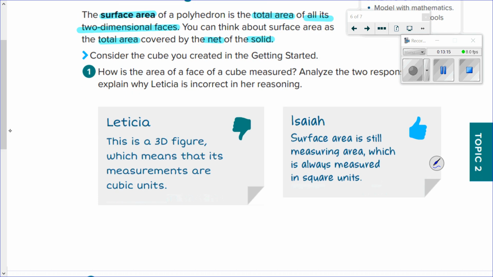So let's look at this. How is the area of a face of a cube measured? Analyze the two responses and explain why Letitia is incorrect in her reasoning. I want you guys to talk about this at your table. So read what Letitia said, read what Isaiah said, figure out why Letitia is wrong.